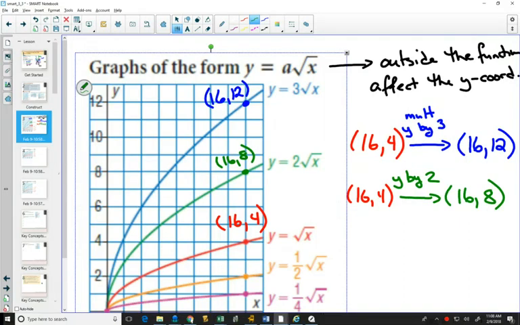We'll just do one more. We'll do the purple one. So if I start with 16, 4, on the purple graph, there's a 1/4 out in front, so we're going to multiply our y value by 1/4. That's going to result in the point 16, 1.